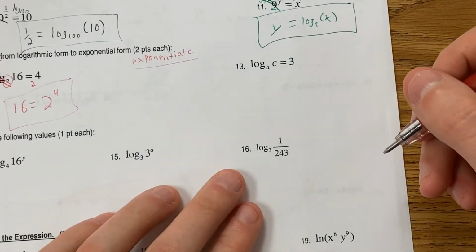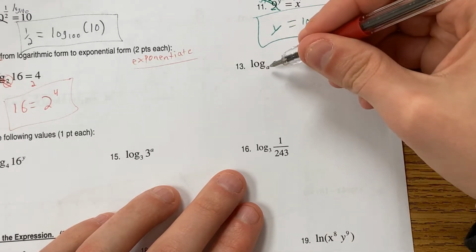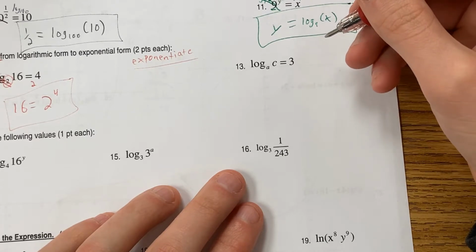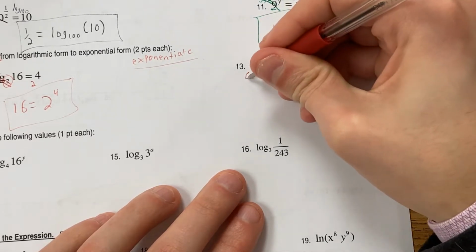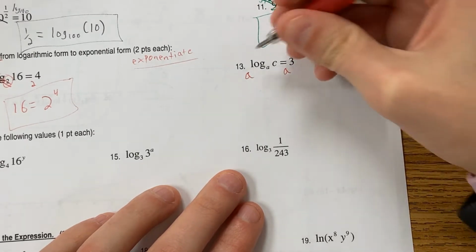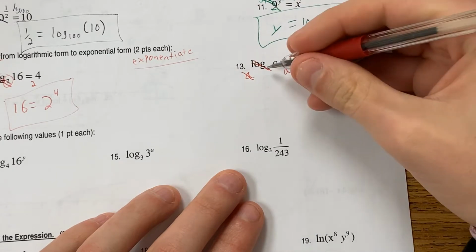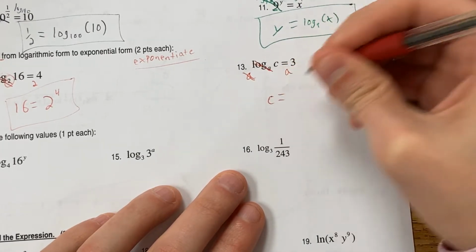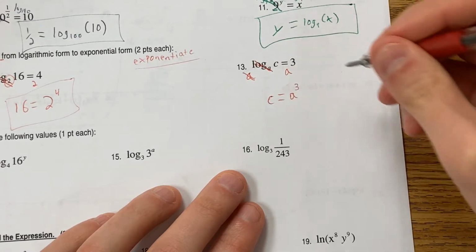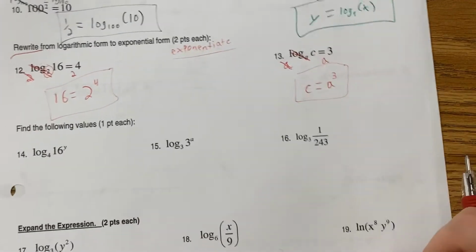13, what is the base? It is a. So what base will we use? A. So you exponentiate both sides with an a, and those will cancel, and you only have c left, and this says a to the 3rd. Boom. Okay, that is rewriting.